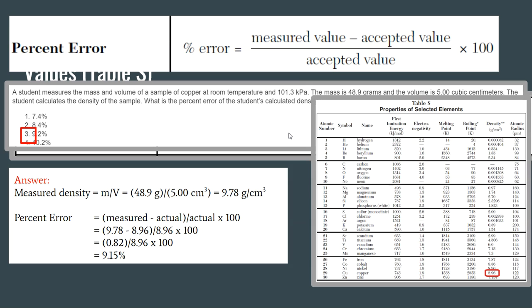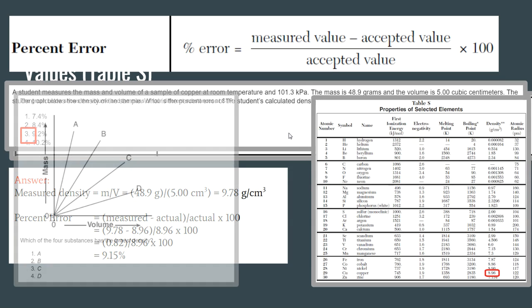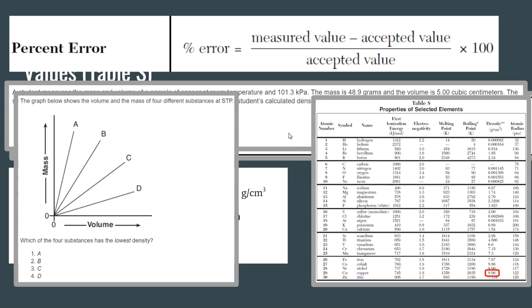So let's try another problem that deals with density. The graph below shows the volume and the mass of 4 different substances at standard temperature and pressure. Which of the 4 substances has the lowest density? Now notice that the graph shows you the y-axis of mass and the x-axis in volume. So how would we use this information in order to calculate the density of any one of these substances?